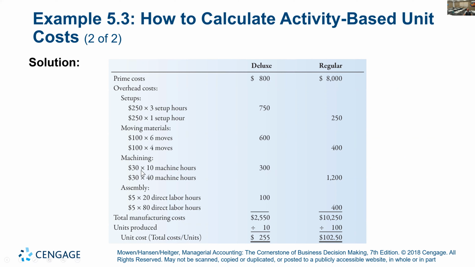Machining, as you can see, it kind of flips around. The regular took a lot more machining, it gets a lot more cost assigned to it there. In the assembly, so what we're doing here, we're just taking our activity rates and multiplying it by the actual usage for each product. Add the prime cost to it to get its total manufacturing cost. Divide by the units produced to get you a total unit cost.